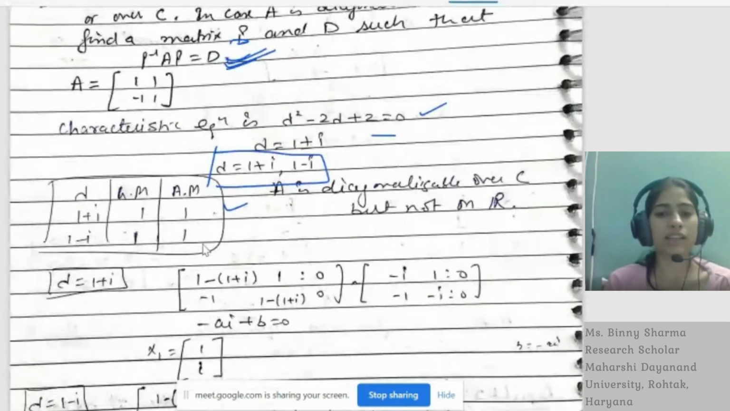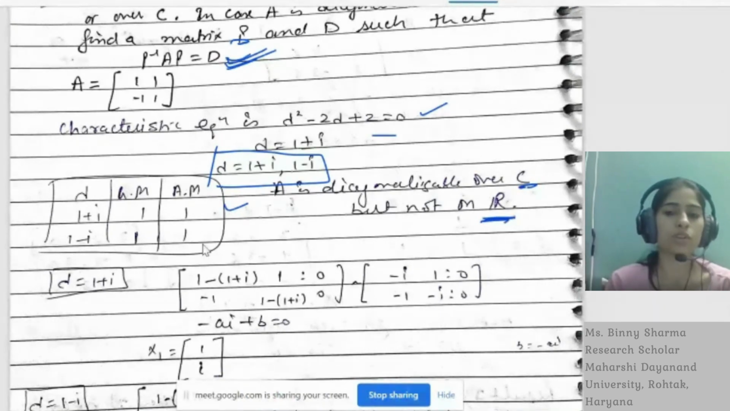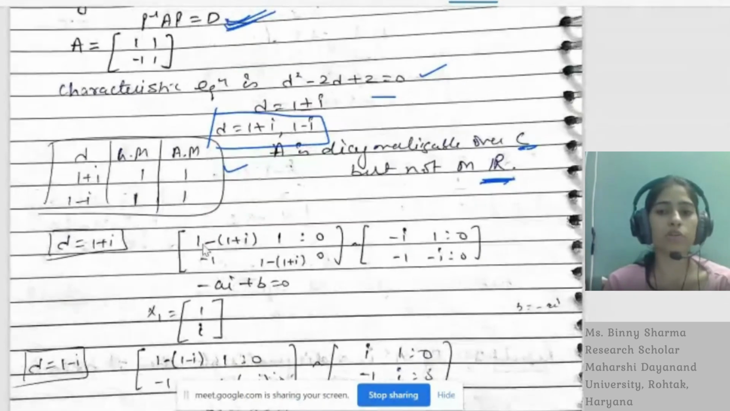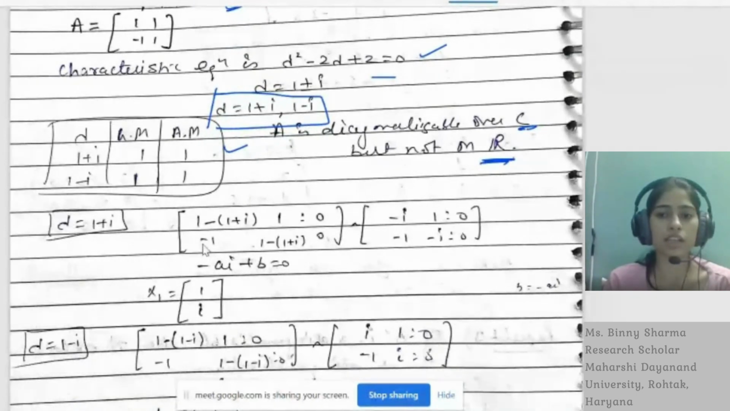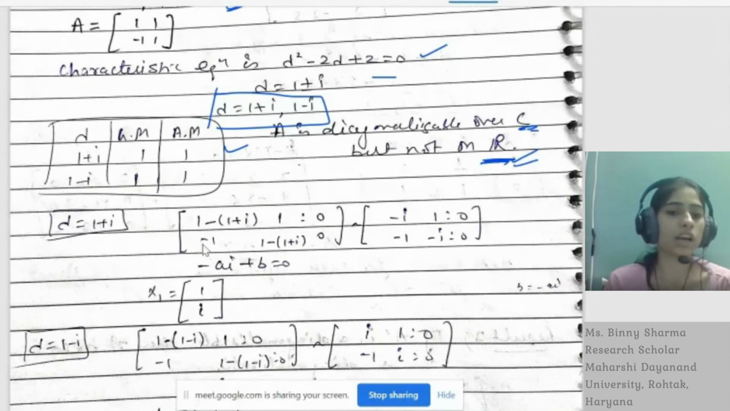So A is diagonalizable over C, but not over R, because we will not be able to find a basis in R. That's why we are saying A is diagonalizable over C but not over R.